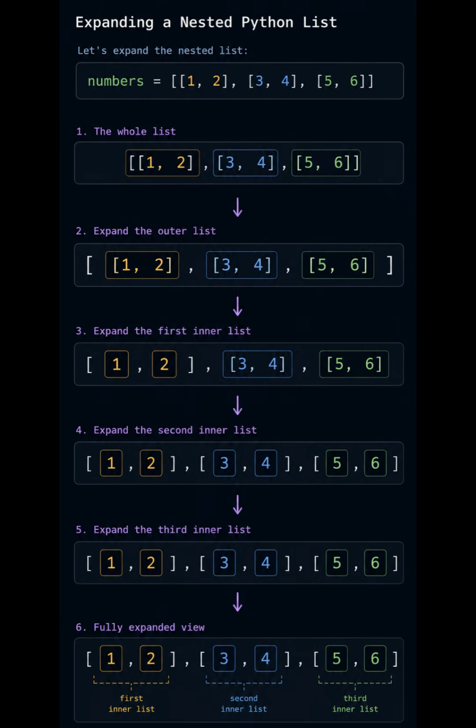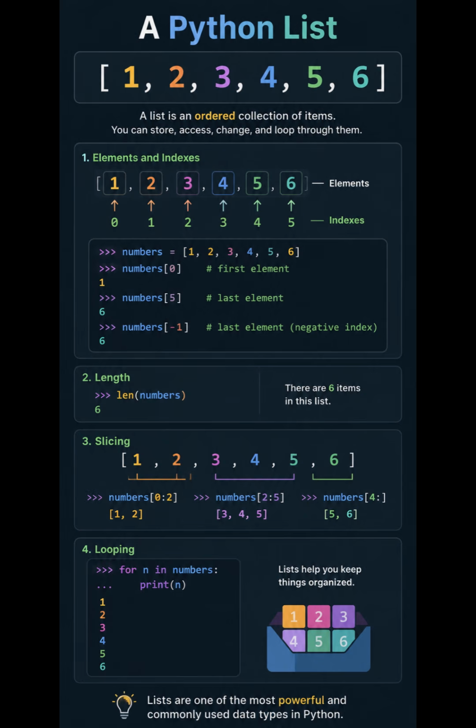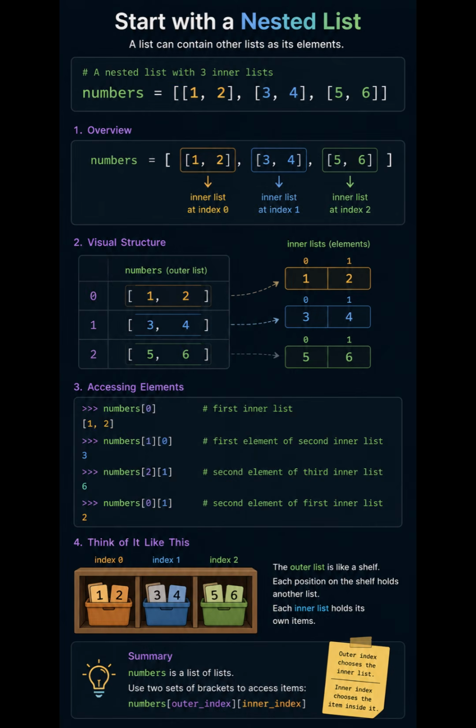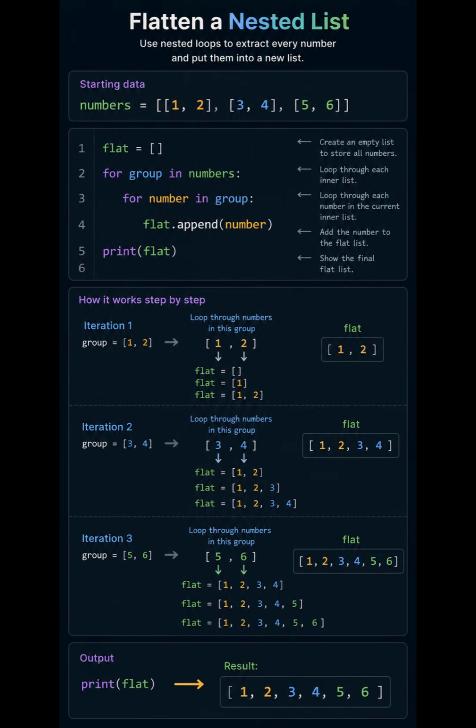Have you ever had a Python list that looks like this, but what you really wanted was this? That process is called flattening a list, and there are several ways to do it. The most common approach is probably the one you already know. Use a nested loop. It works, but Python gives us a much shorter way to express the same idea.